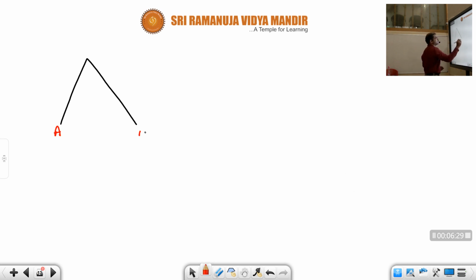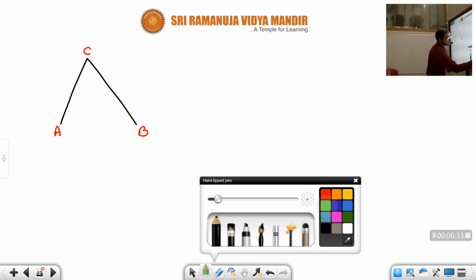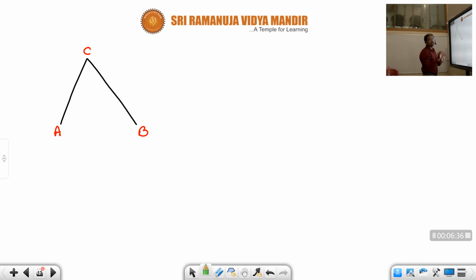A, B, C. These are the points, children. Now, let us check the direction. In which direction is it moving? It is moving from A to C, children, first. A to C, and then C to B.